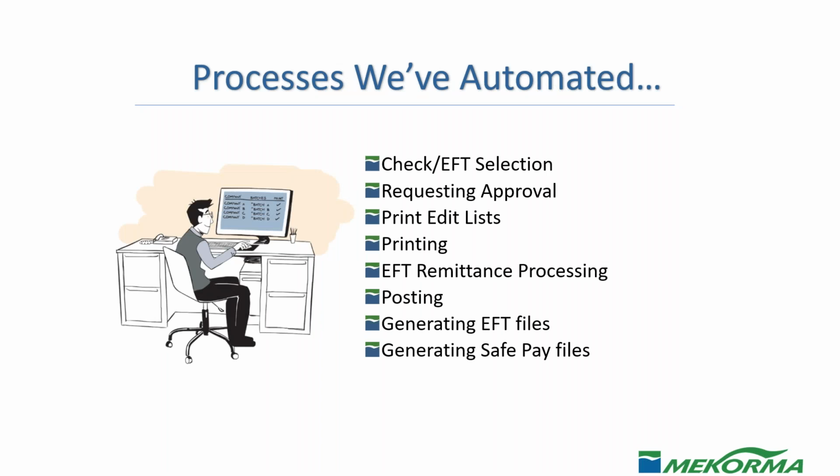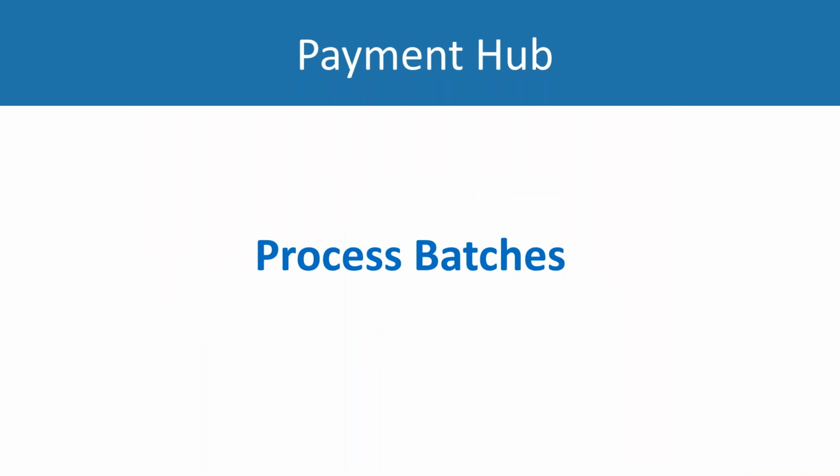So the processes that we've automated through that payment hub are the check or EFT selection, the approvals, just being able to request those approvals, and as we talked about, that new Power Approval that's outside of GP. You've got your print edit list, printing, the remittance processing of those EFTs, and then of course generating any of those EFT or SafePay files as well. So when we think of AP as a whole, you're creating the batches, you're processing the batches, right? And then you're paying those vendors. So let's talk a little bit more about processing those batches.